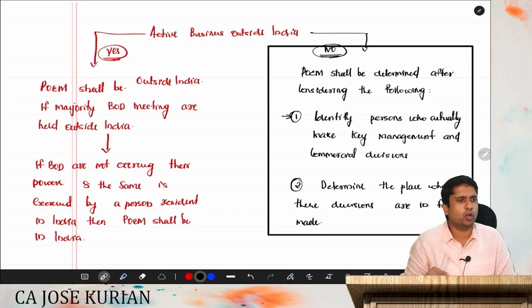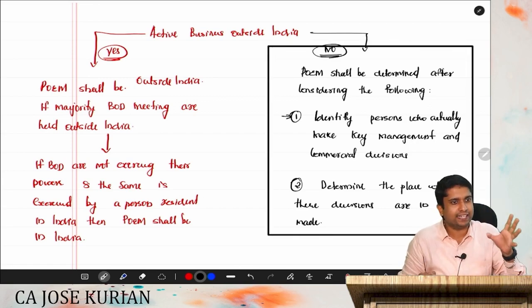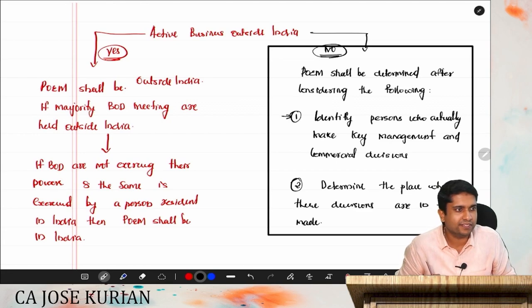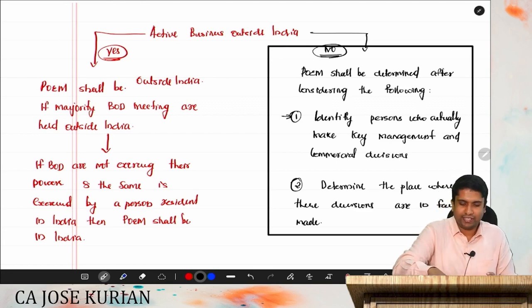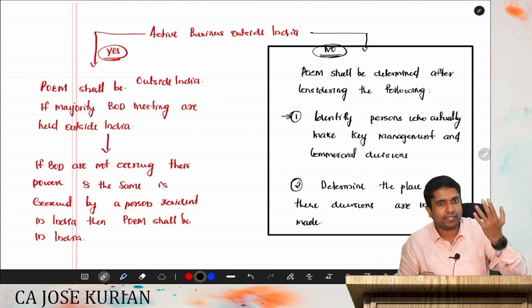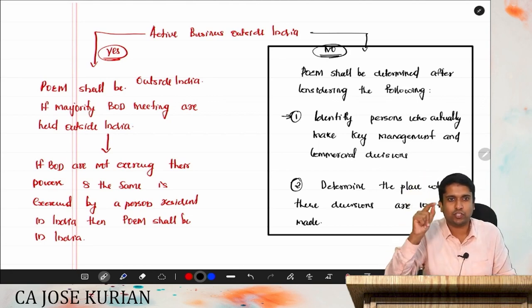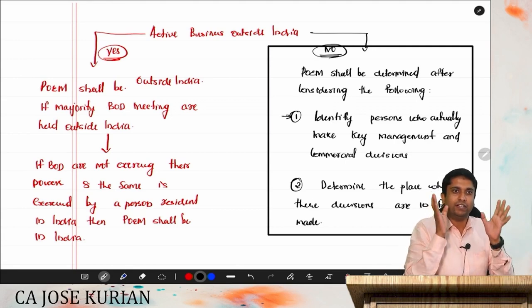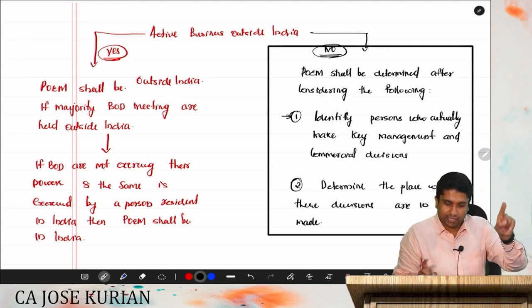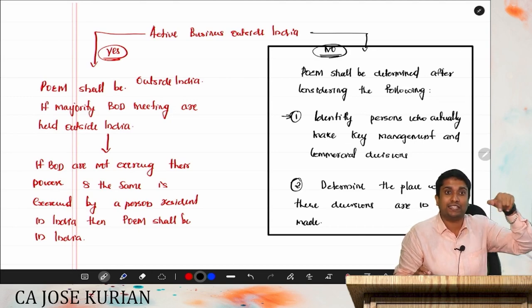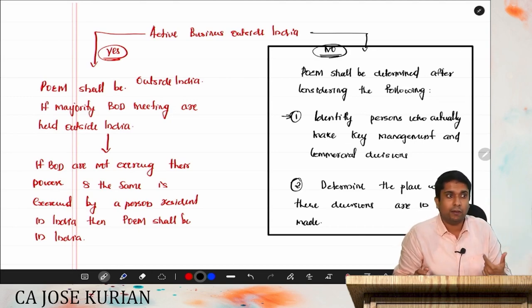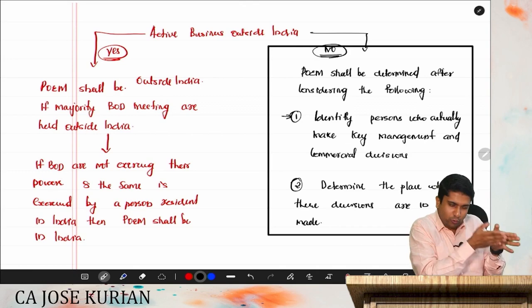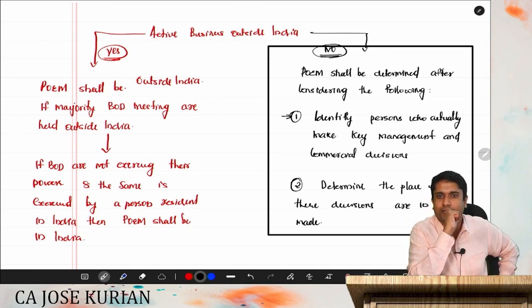This guideline has a problem. They are not clearly stating how to determine POEM. What they say is, if your active business is not outside India, then POEM shall be determined after considering two things. Number one, you identify the person who takes the actual decision. Number two, you determine the place where the decisions are in fact made. But they are not saying how to precisely determine POEM.